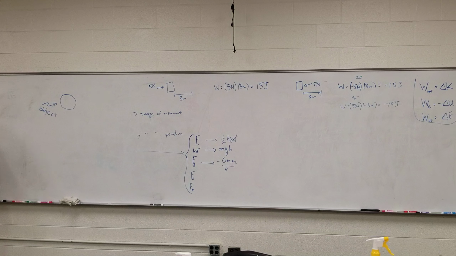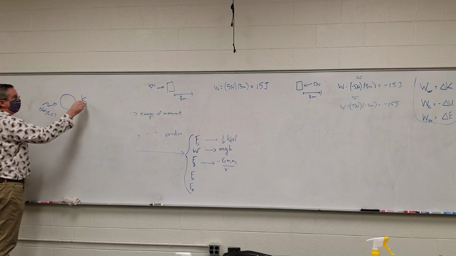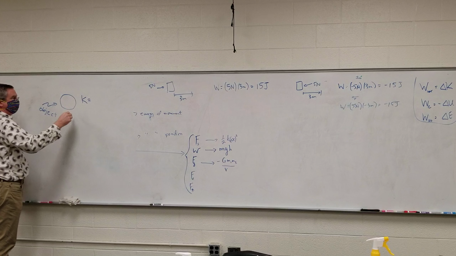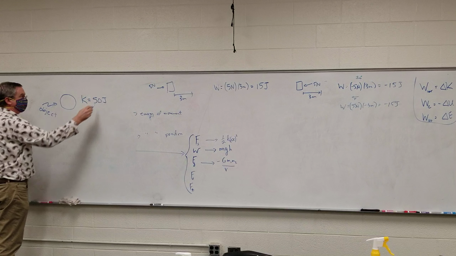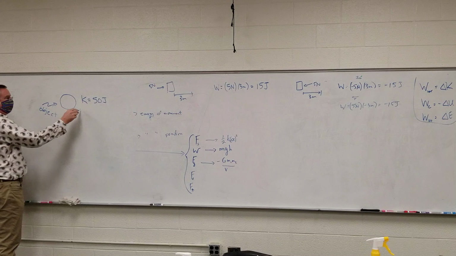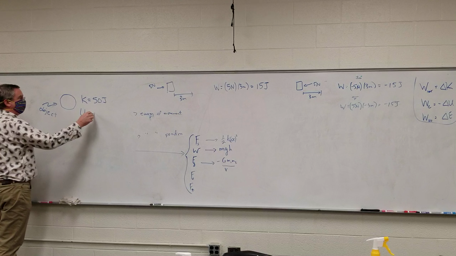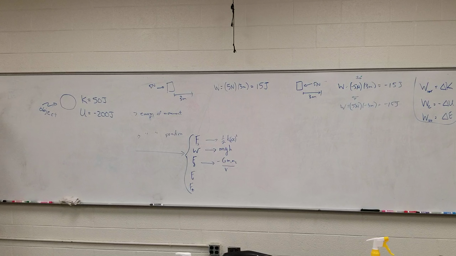I have an object. At this point in time, it's moving, so the kinetic energy, I say I've got 50 joules of energy, based upon its mass and its speed. It has potential energy of negative 200 joules. Nothing wrong with negative potential.